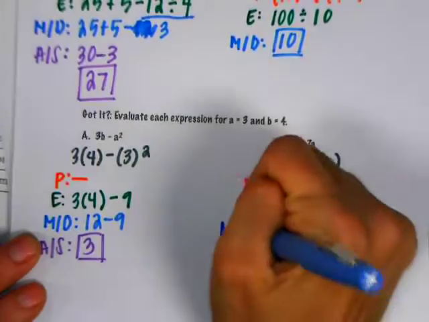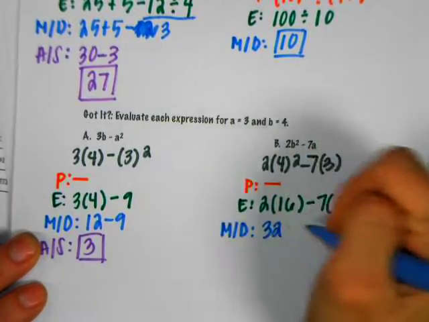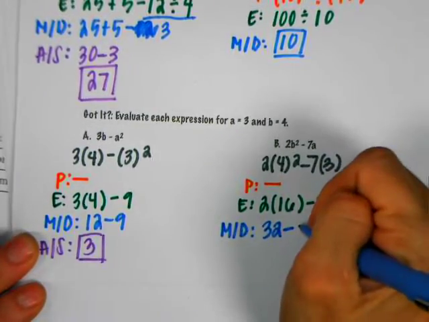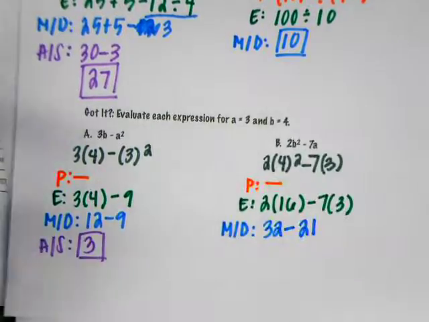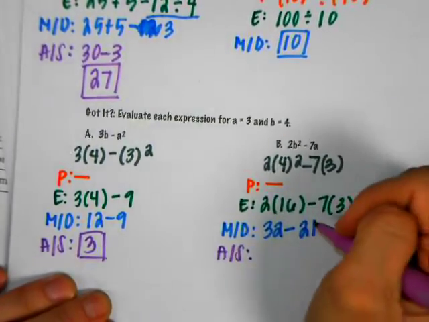Okay, multiplication and division. 2 times 16 is what? 32 minus 7 times 3? 21. And then you can do your addition and subtraction. 32 minus 21 is 11.